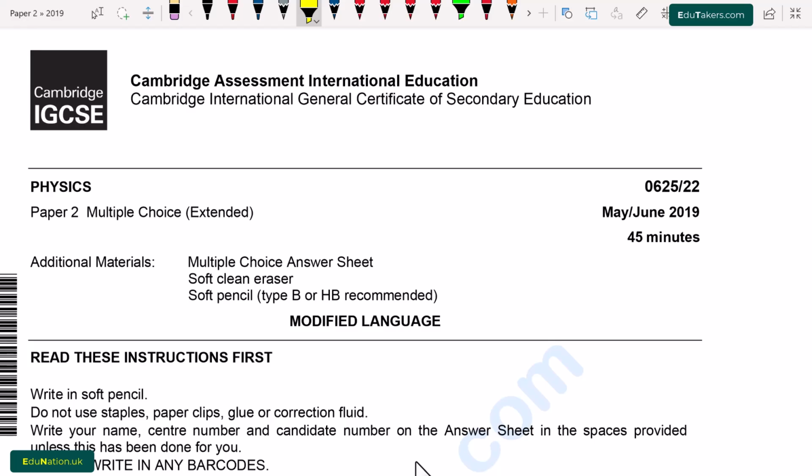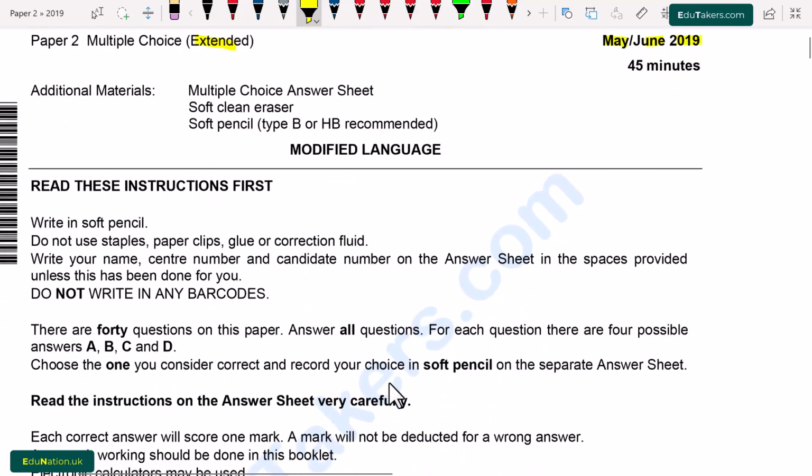Today we are going to solve Cambridge IGCSE Physics Paper 2 Multiple Choice Extended held in May-June 2019, and the paper code is 0625 with variant 22. So let's start from question number 1.